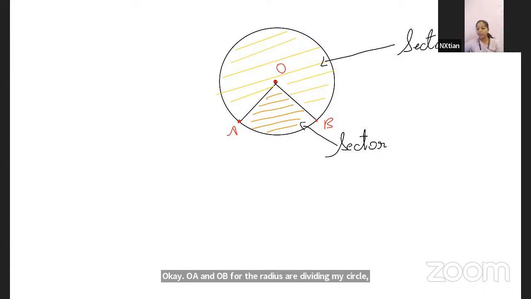Now, what is AB in this circle? What is AB? The radius. Yes, AB is the arc. Can you see AB? The portion of the circumference AB, that is an arc of the sector. Then let's define it.